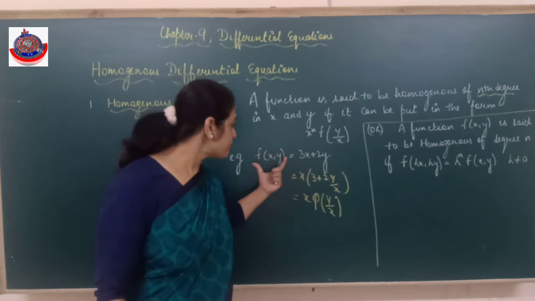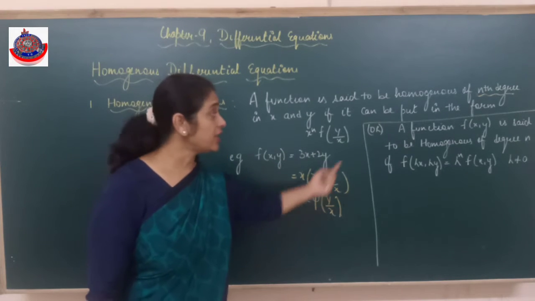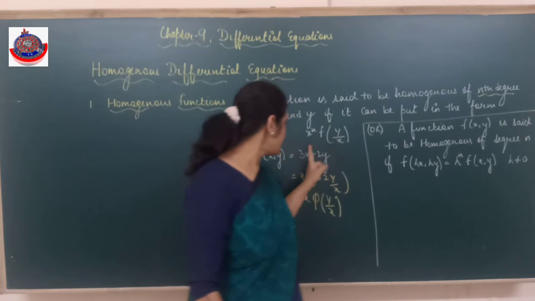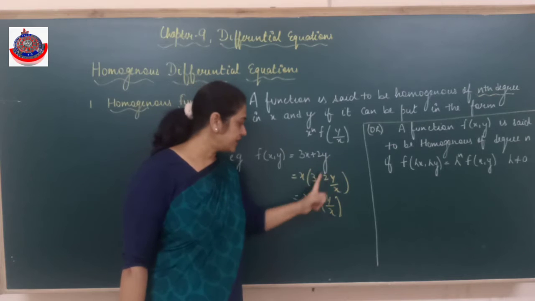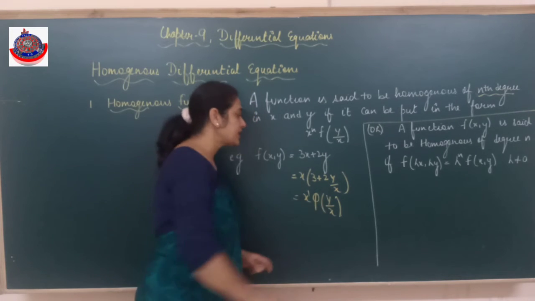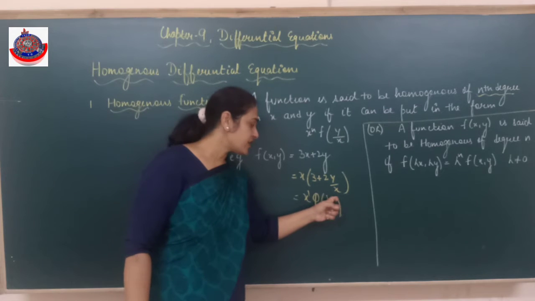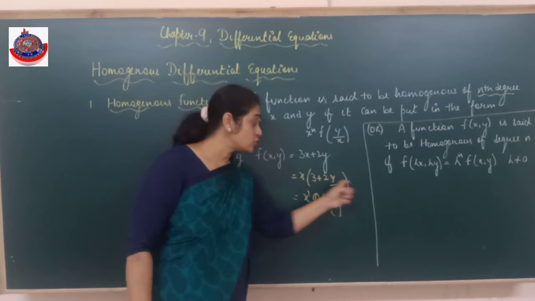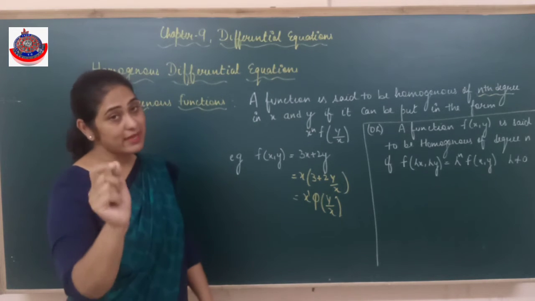That means if the function can be expressed with x common, with any power depending upon the degree, here it is degree 1 because the power is 1. So x has power 1 outside, and the rest is expressed in the form of phi of some function where the variable is written in the form of y upon x. There is no other variable. Only the variable is in the form of y upon x.